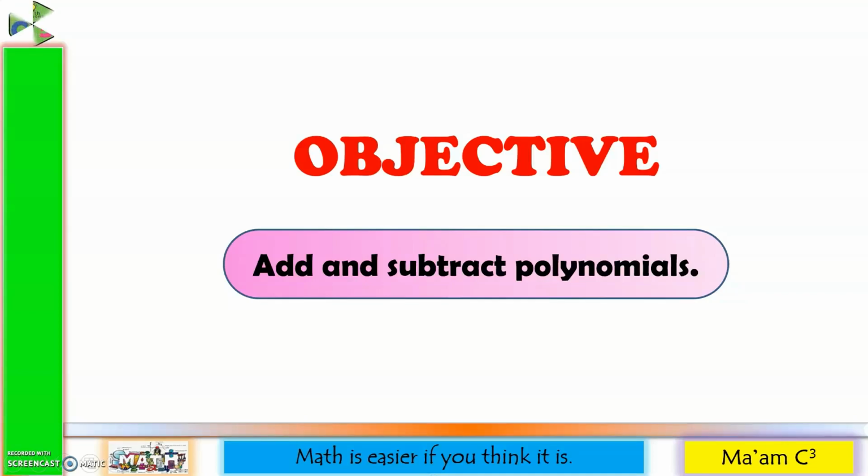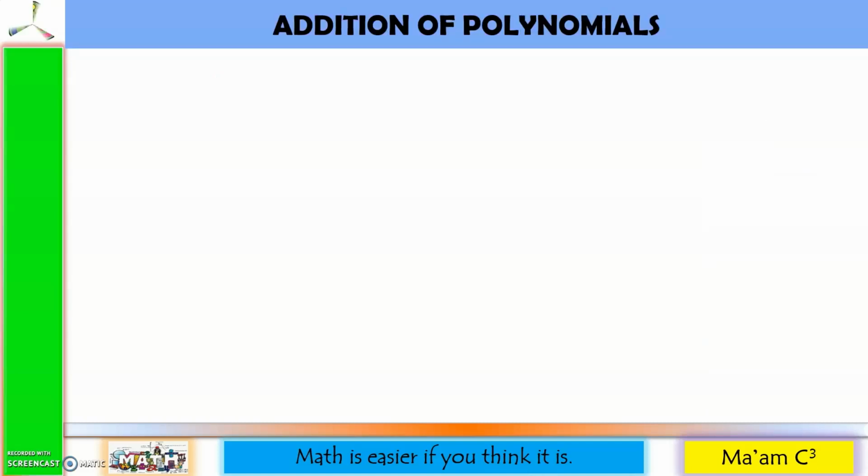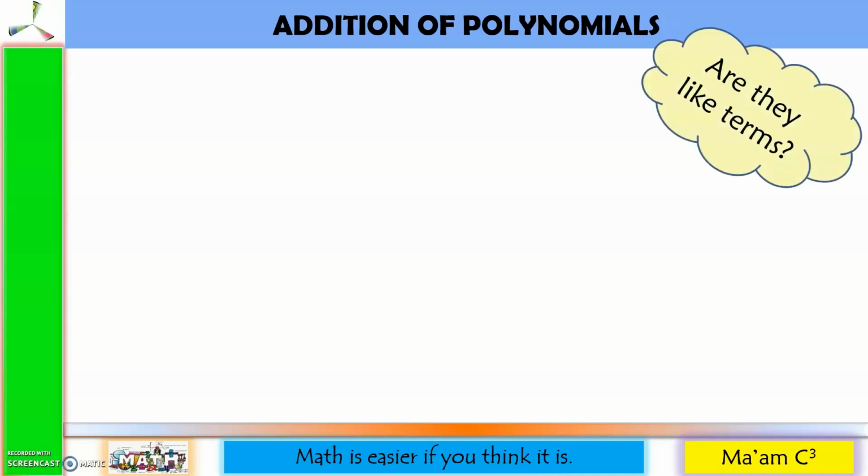Our objective in this lesson is to add and subtract polynomials. The knowledge on like and unlike terms is a prerequisite in today's lesson. You may watch my video lesson on this topic with the link at the upper right. The only question you have to remember in this lesson is, are they like terms? Because only like terms may be added or subtracted.